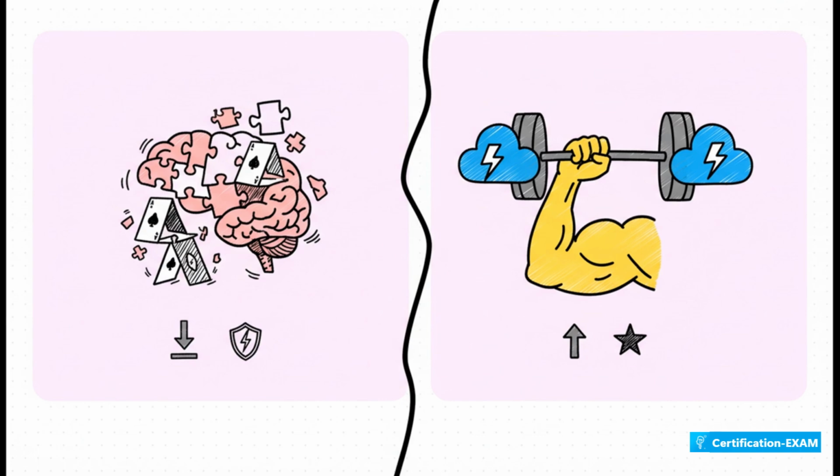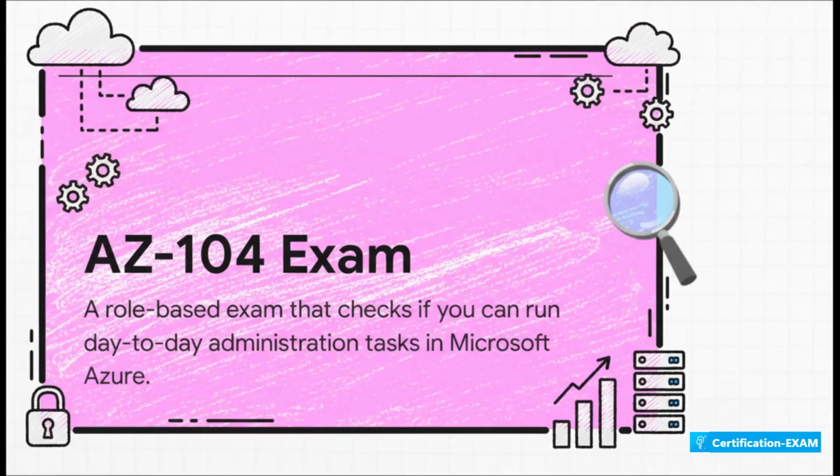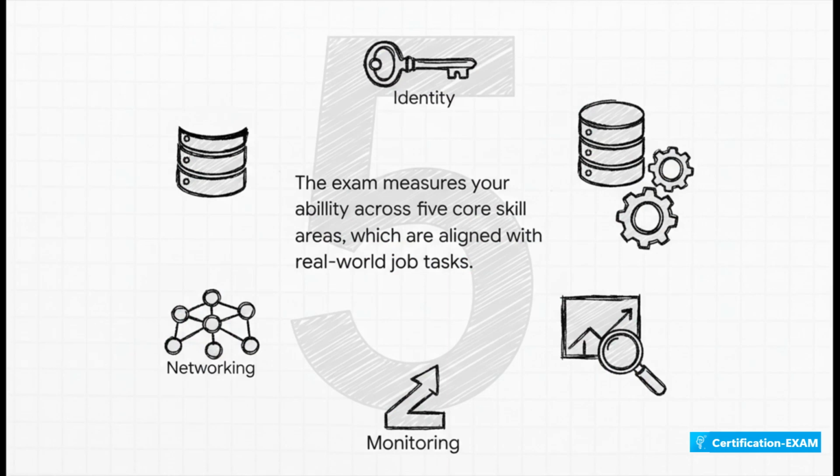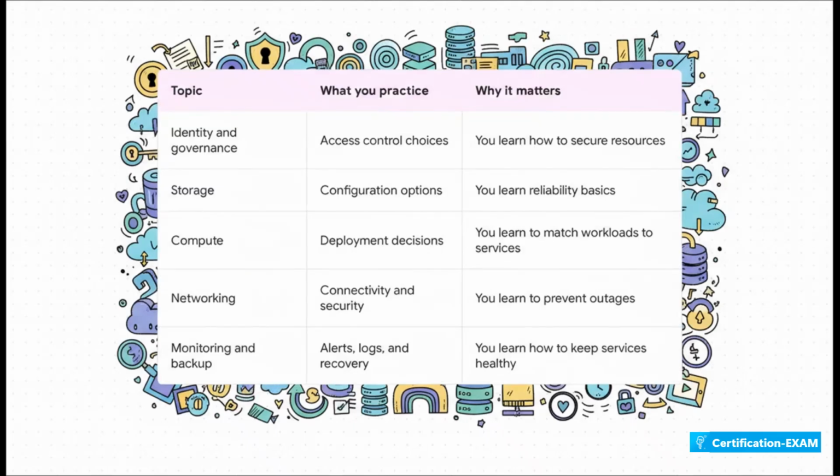Let's break it down. So what is the AZ-104 anyway? Well, it's all about proving you can handle real-world Azure tasks. The whole test is basically structured around 5 core skill areas. Things like identity, storage, and networking. These are the skills that really matter for an admin.